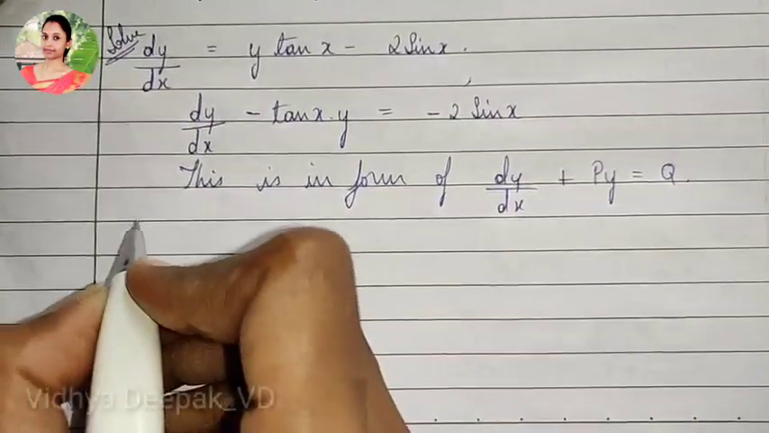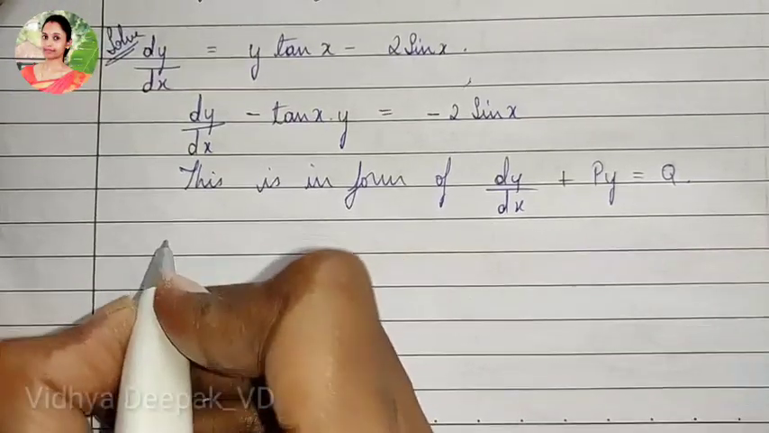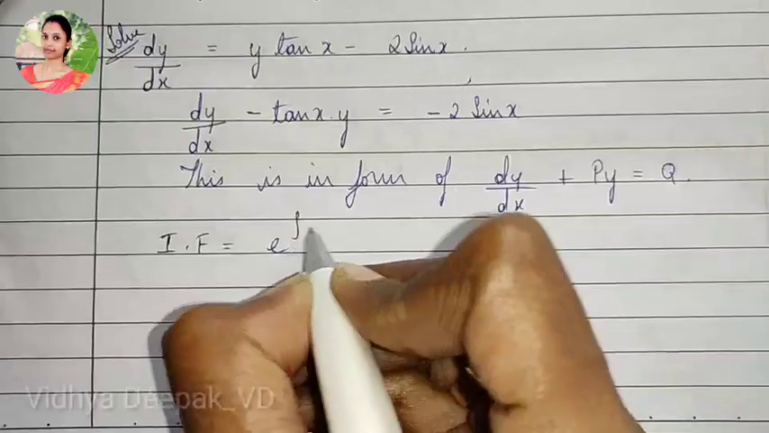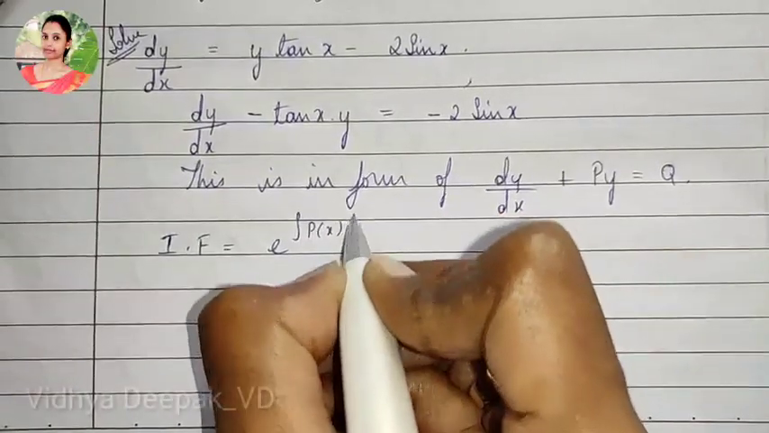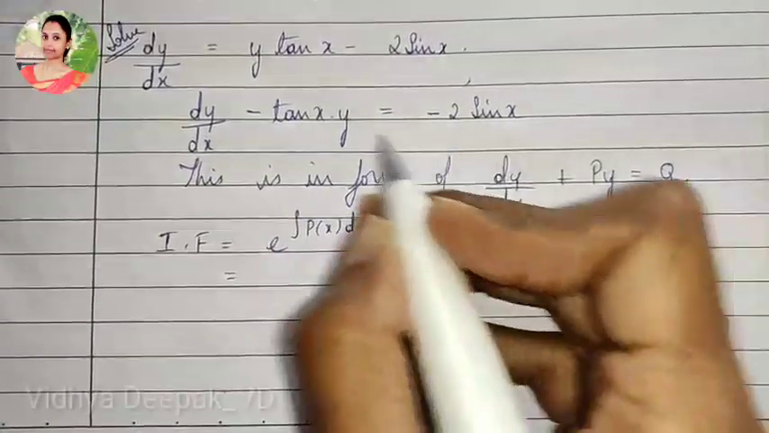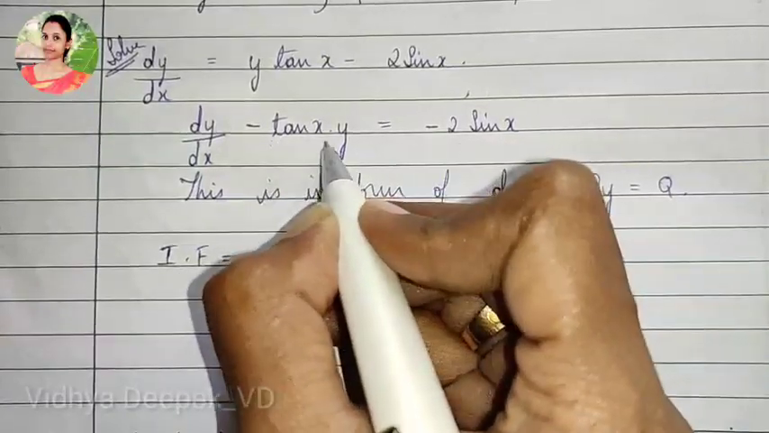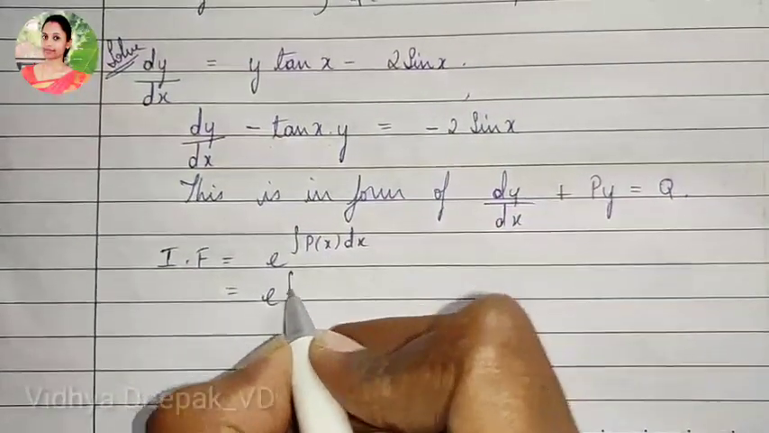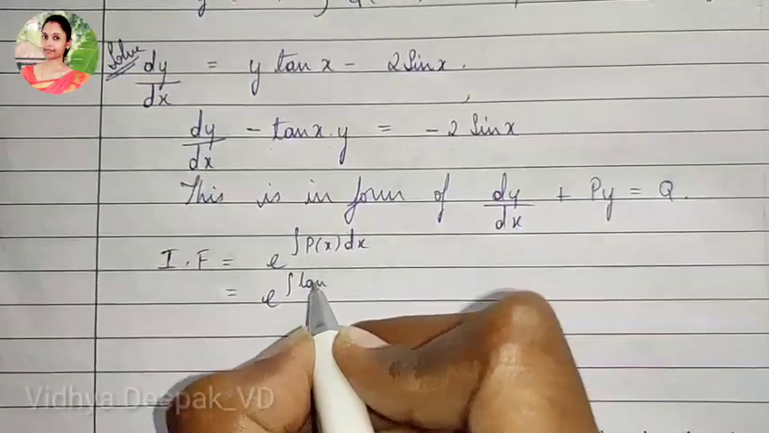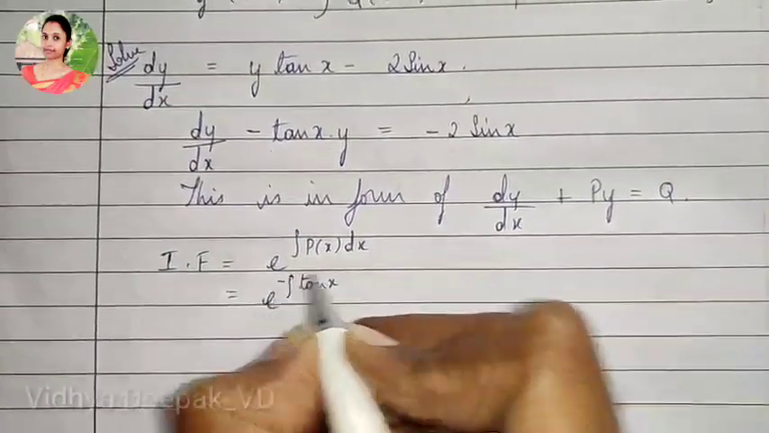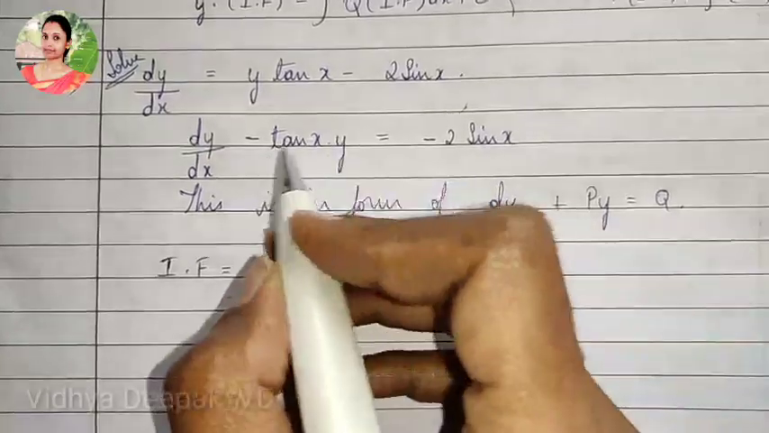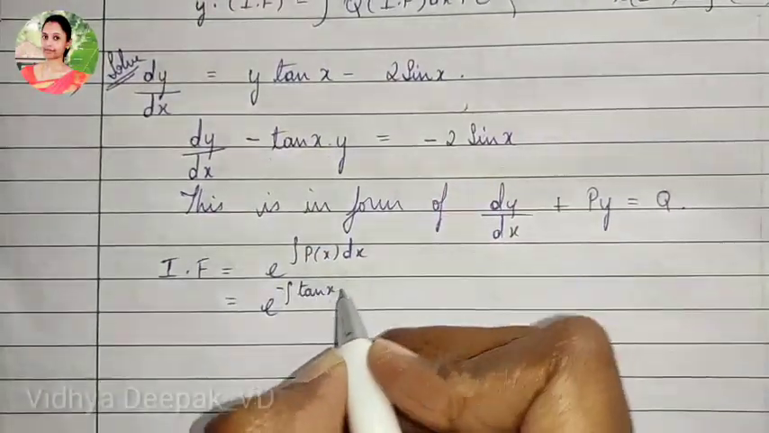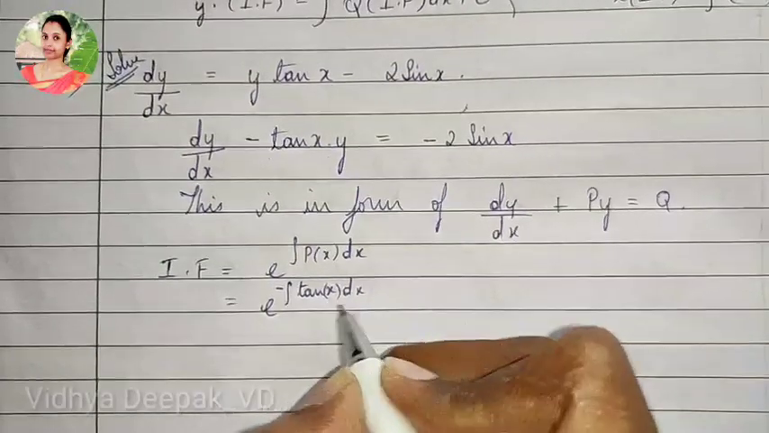Now our second step is to find the integrating factor. So what was the formula? e to the power of integral p of x dx. What is p from here? This is p, this is p into y. So that means e to the power of integral, what is p? Minus tan x. The formula has a plus, and this is minus, so p becomes minus tan x dx.